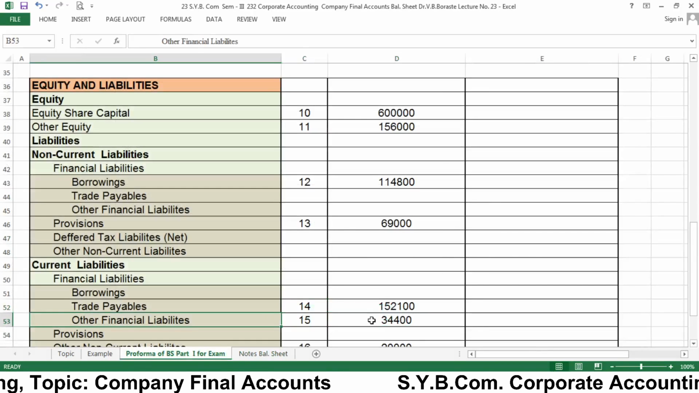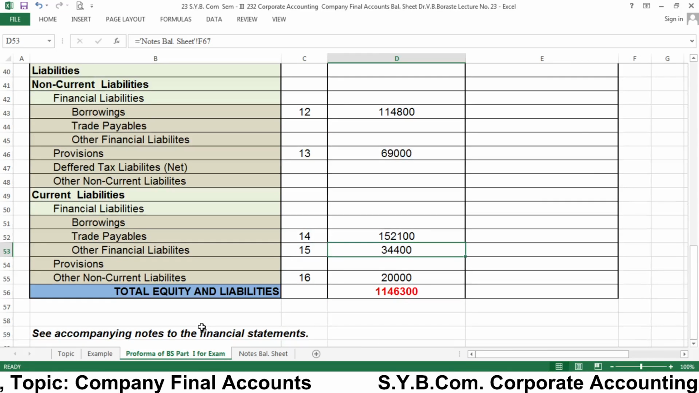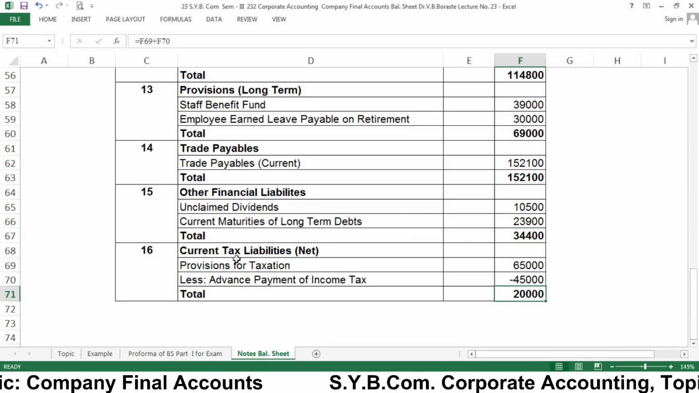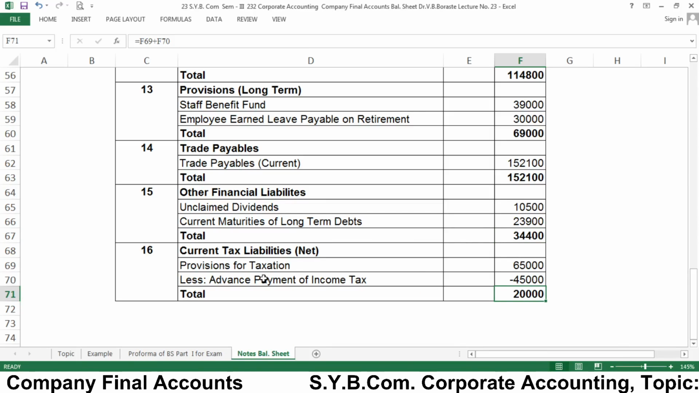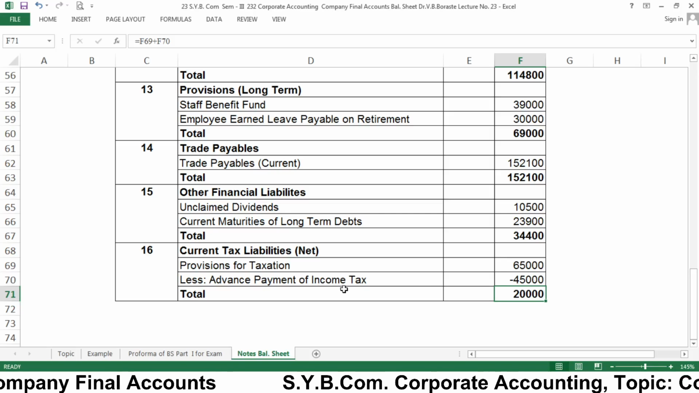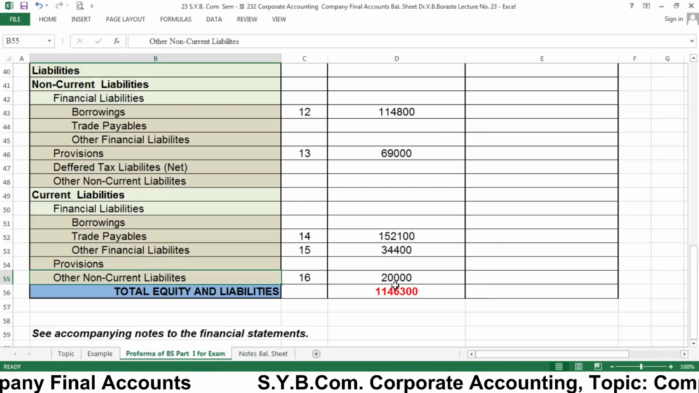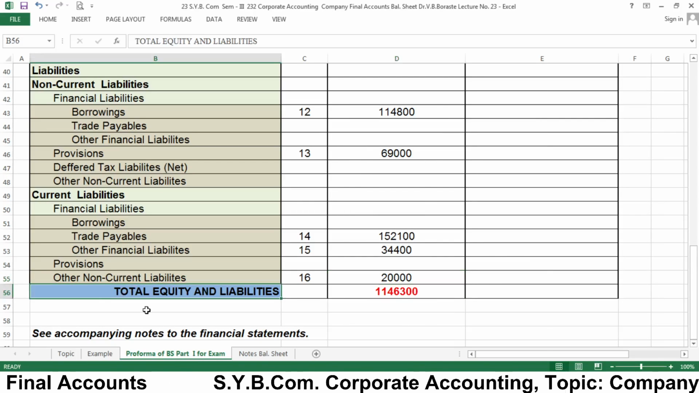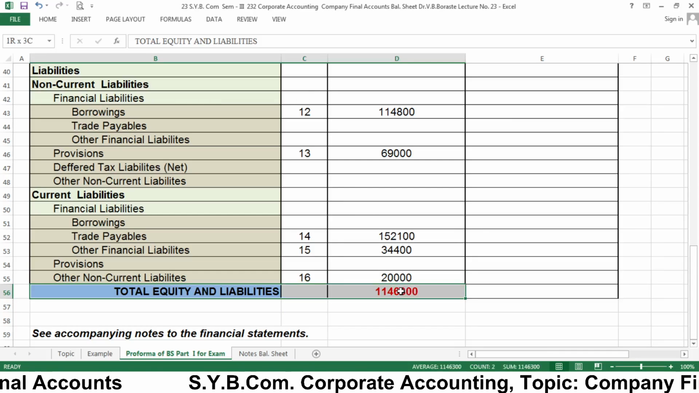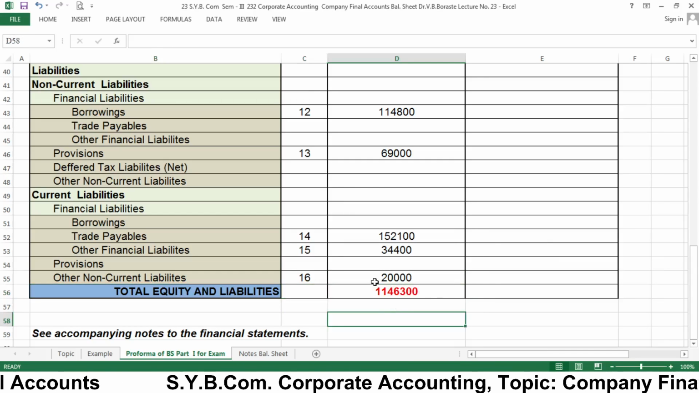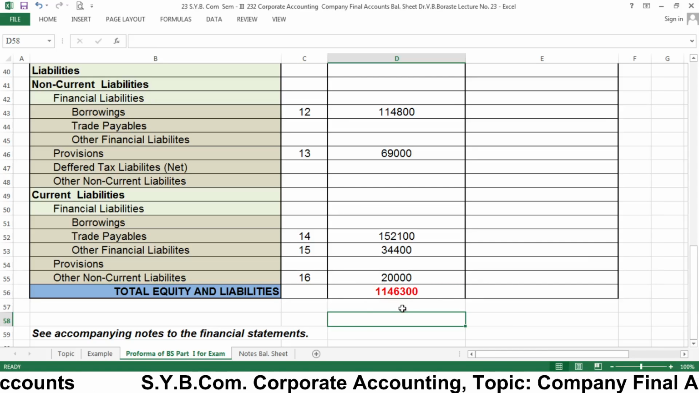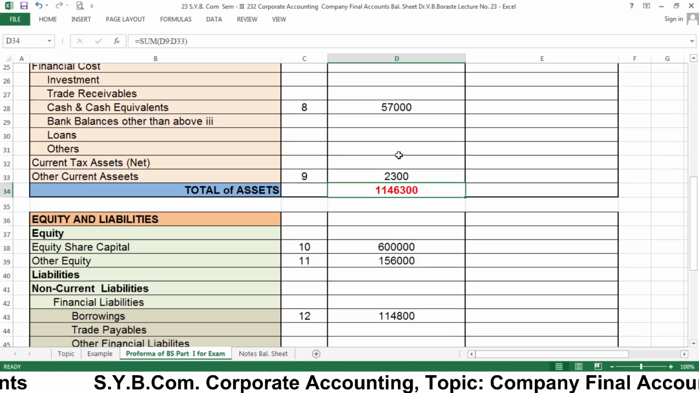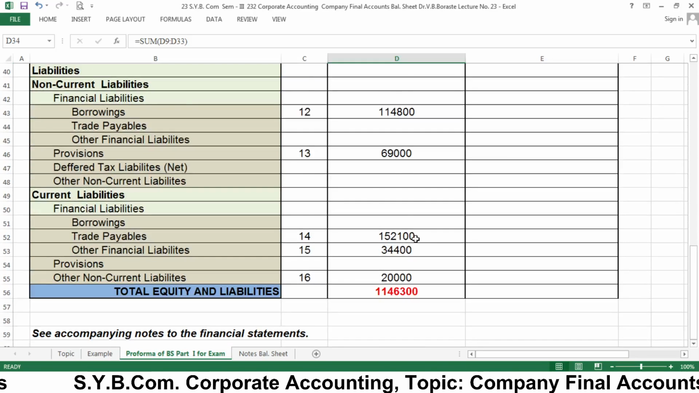Here you can see other financial liabilities 34,400. And the last liability is other current liabilities, which is 20,000, after deducting the advance payment of tax from the provision for taxation. So the total of other liabilities is 20,000. Here you can see the total equity and liabilities is rupees 11 lakh 46,300, and the total of assets is 11 lakh 46,300. That means our solution is correct.